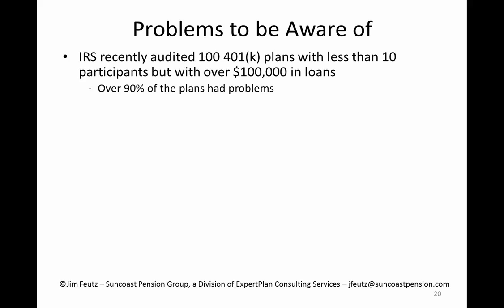And as you might guess, over 90% of the plans had problems. So that means IRS is now going to be auditing even more small plans with loans. And of course, when they audit the plan, they don't look at just the loans. They look at other potential problems to see if the employer made any errors. So if a plan has loans, it's a small plan, unless the loans are a small amount, it's likely to be audited.